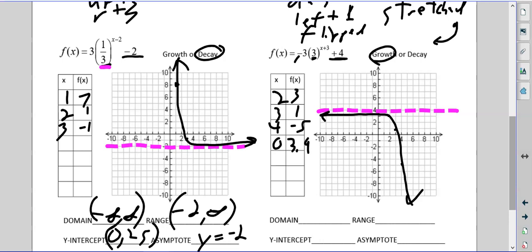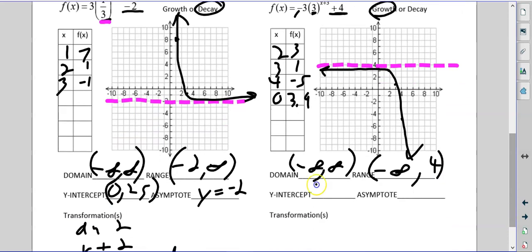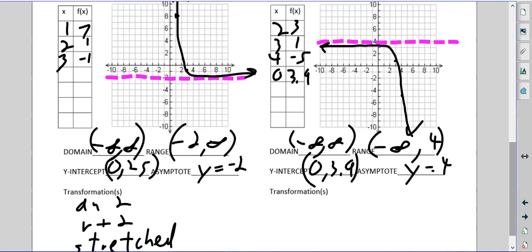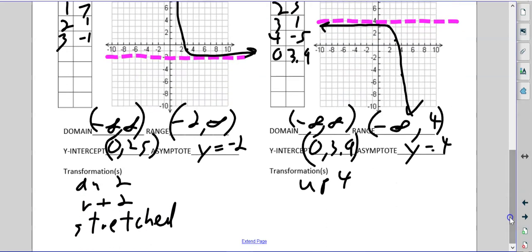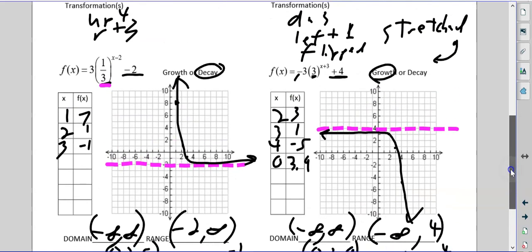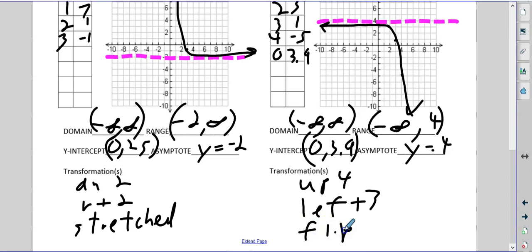And here we go. The domain does not change. The range this time is going towards -infinity and not hitting +4. The y-intercept is at (0, 3.9). The asymptote is at y equals 4. And the transformations, the +4 means up 4. The +3 up top, inside lies, so that's left 3. And the -3, the negative flips it, and the 3 stretches it. And that's it.